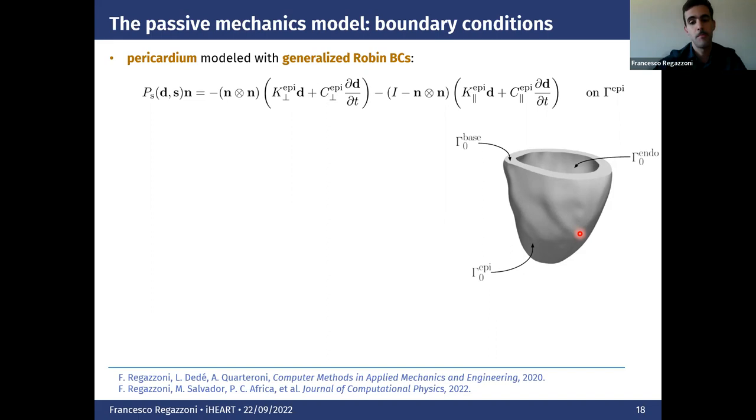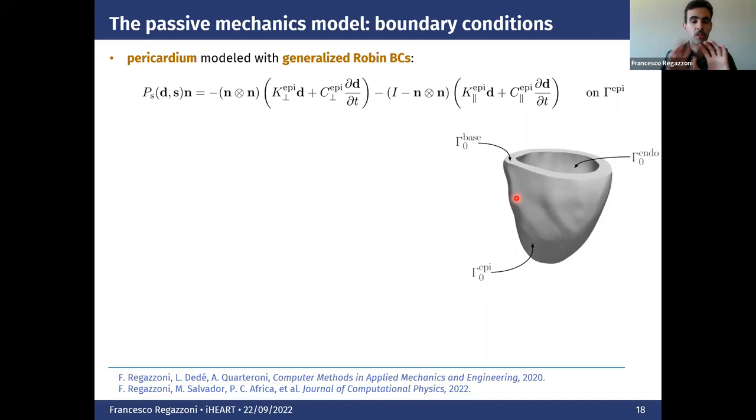And we apply different boundary conditions in different parts of the domain. For instance, on the pericardium, that is the outer region of the heart, we impose boundary conditions that account for the interaction with what is outside.